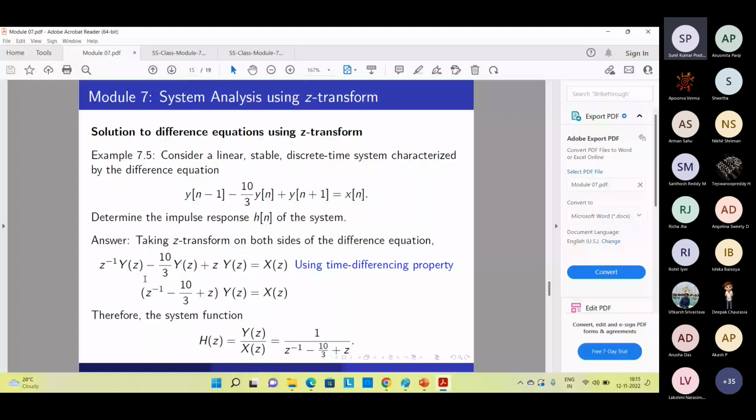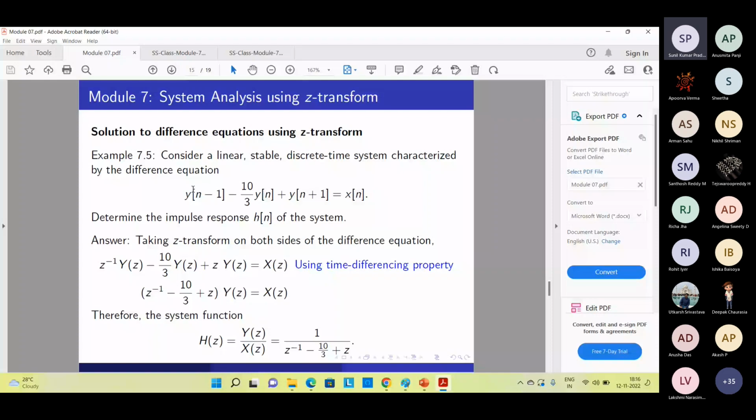Y of n minus 1 will be z inverse Y of z, then minus 10 by 3 Y of n has Z transform Y of z, plus then the Z transform of Y of n plus 1 is z Y of z, and x of n has Z transform X of z. We only use the time shifting property of the Z transform here.